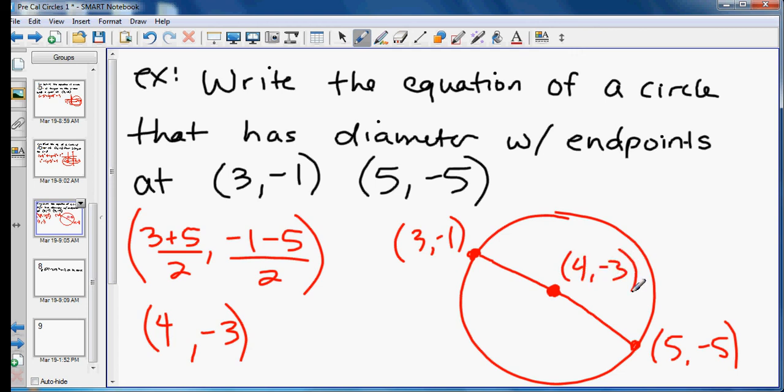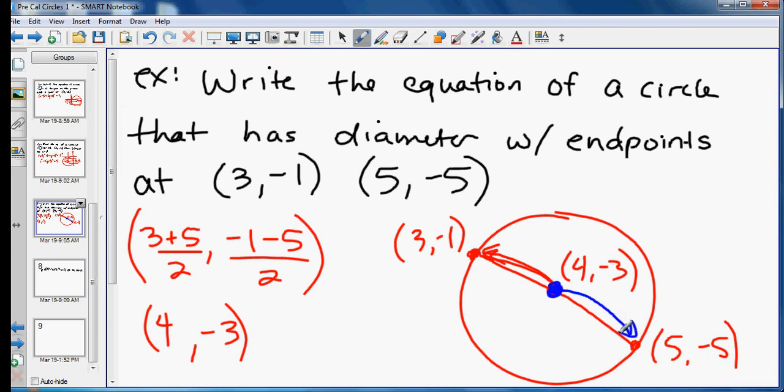So here you actually have three options. I'm not going to do all three, but I just want you to know you can do three different things. First choice, you could do exactly what I drew. You could find the distance from 4, -3 to 3, -1. But if for some reason you wanted to, you could also do the distance from 4, -3 to 5, -5, because that's also the distance from the center to a point on the circle.